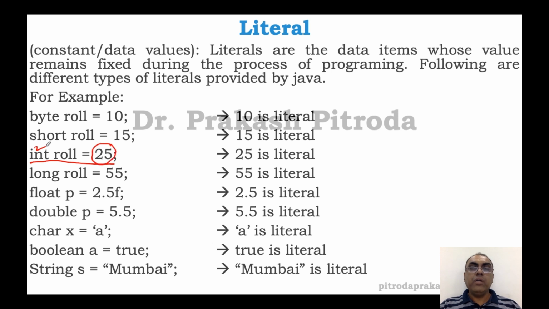We have done keyword, we have done identifier. Right now we are at literal; operator we will deal with a little later. They are called data values. They are also called constants or a data value. Constant is still used in ICSE. They are nothing but data items whose value remains fixed during the process.